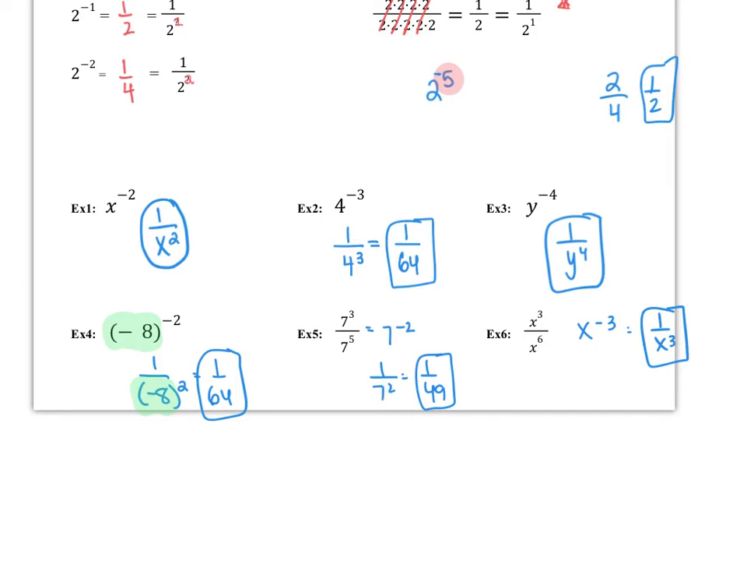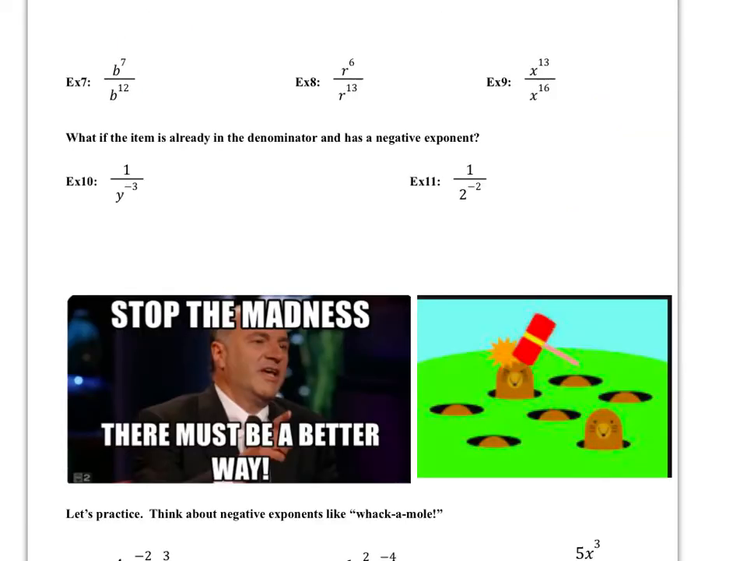Similar on number 6, because I'm dividing, I could subtract my exponents, and 3 minus 6 is negative 3, which is going to bump down and become 1 over x to the 3rd. Or you could look at your x's at the start and realize I've got 3 x's on the top, 6 x's on the bottom. That's an extra 3 x's that are located in my denominator.